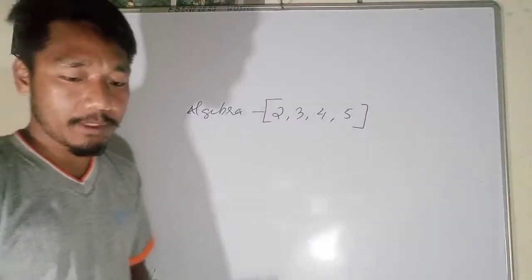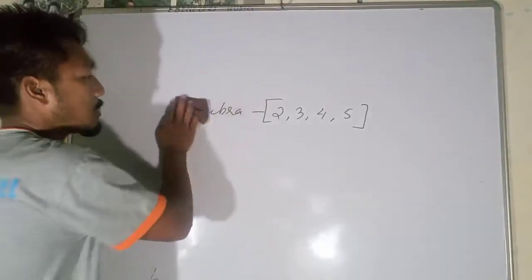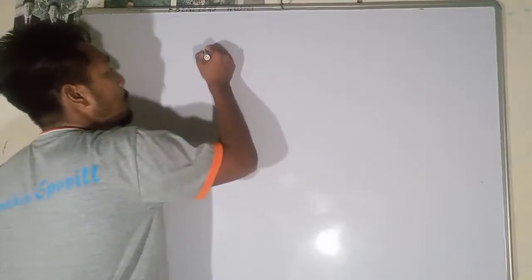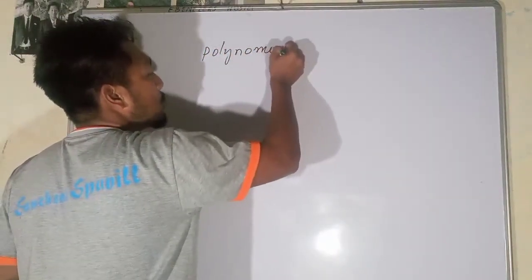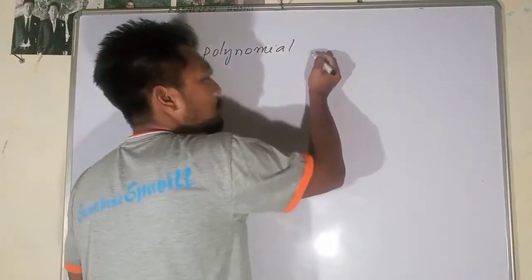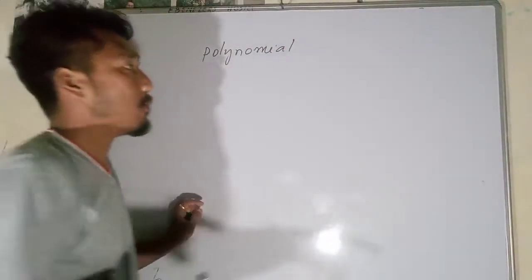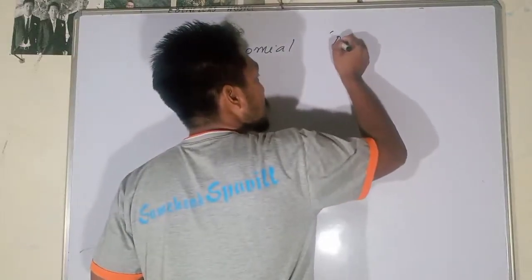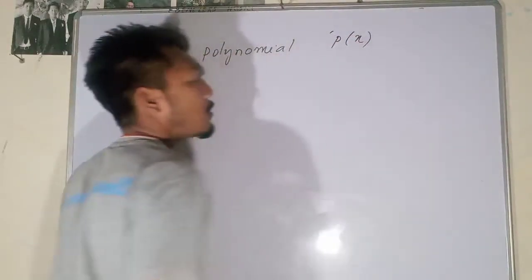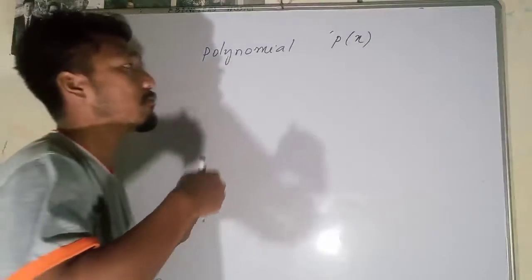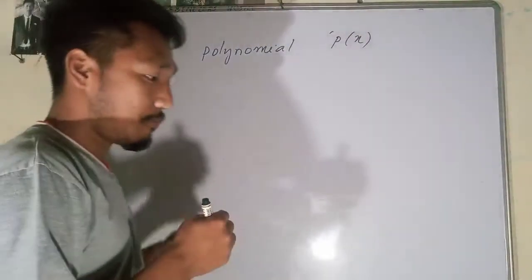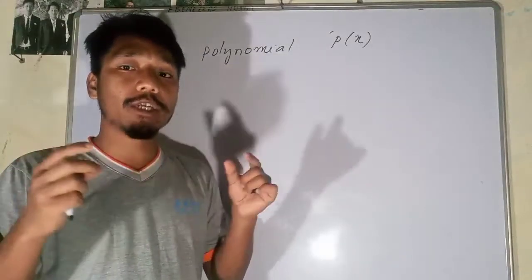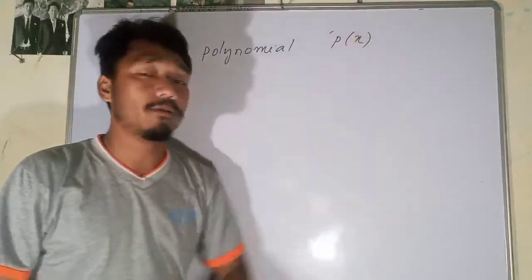So first we will be discussing chapter number 2. Chapter number 2 is polynomials. Do you know what a polynomial is? As you have learned in class 9, a polynomial is mostly denoted by p(x), a polynomial in x, that means x is the variable and the equation depends on the values of x.